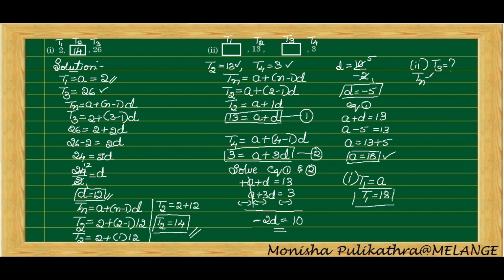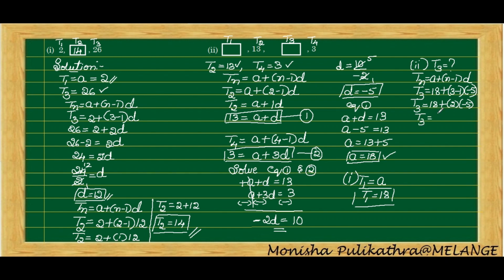So apply the Tn formula here. Tn is equal to A plus n minus 1 into D. Here we need to find T3. So what is the value for A? A is 18. 18 plus n is 3. So 3 minus 1 into D is minus 5. Okay, so T3 is equal to 18 plus 3 minus 1, which is 2, into minus 5.